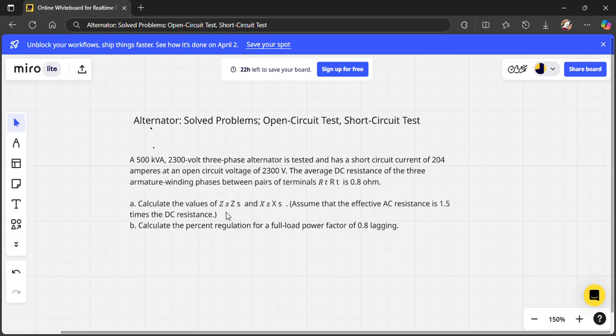So ZS, guys, is the synchronous impedance, and XS is the synchronous reactance.